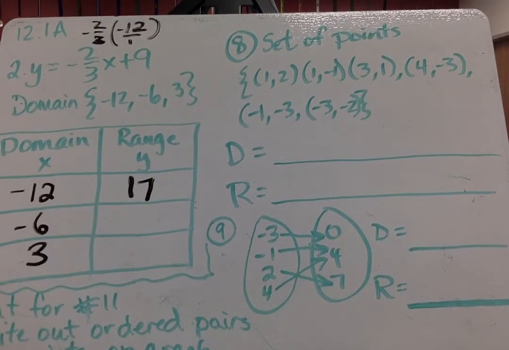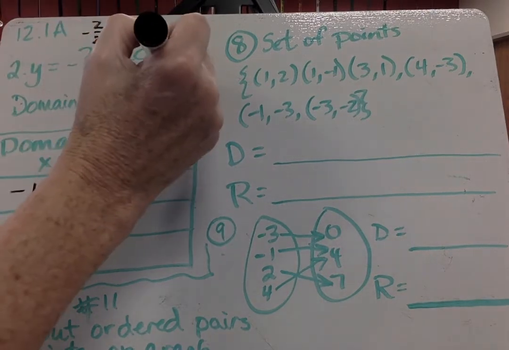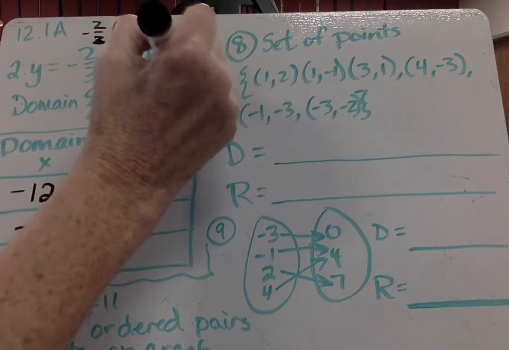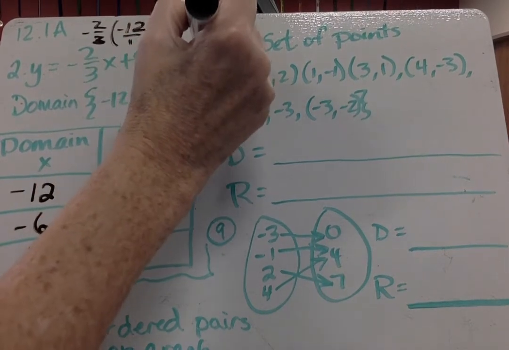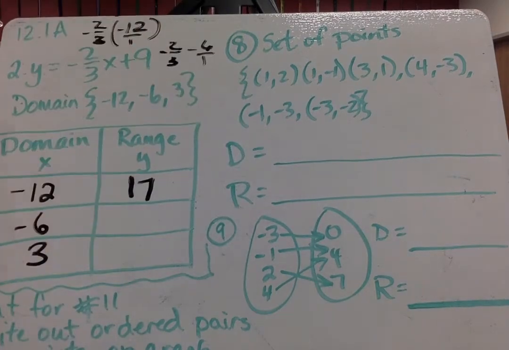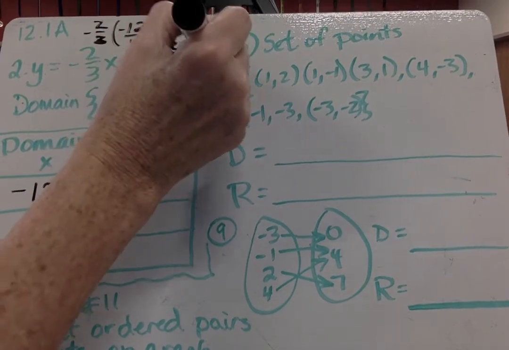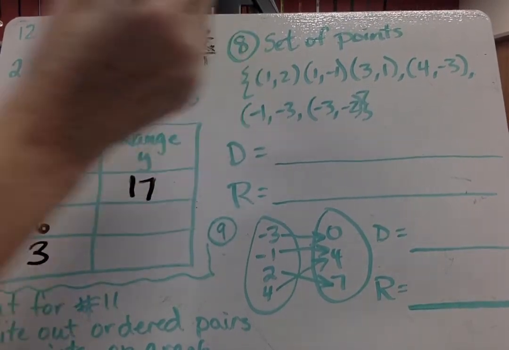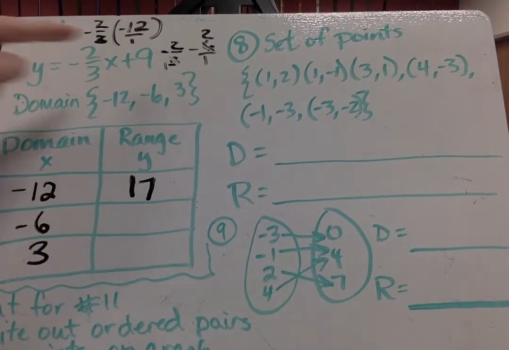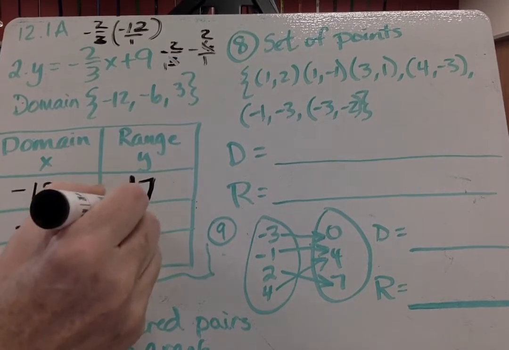Okay. The next one, we're going to put negative 6 in there. Negative 2/3 times negative 6 will be a positive number. You can cross cancel this, and then that will be 1, and that will be 2. Negative 2 times negative 2 is 4. 4 plus 9 will be 13.